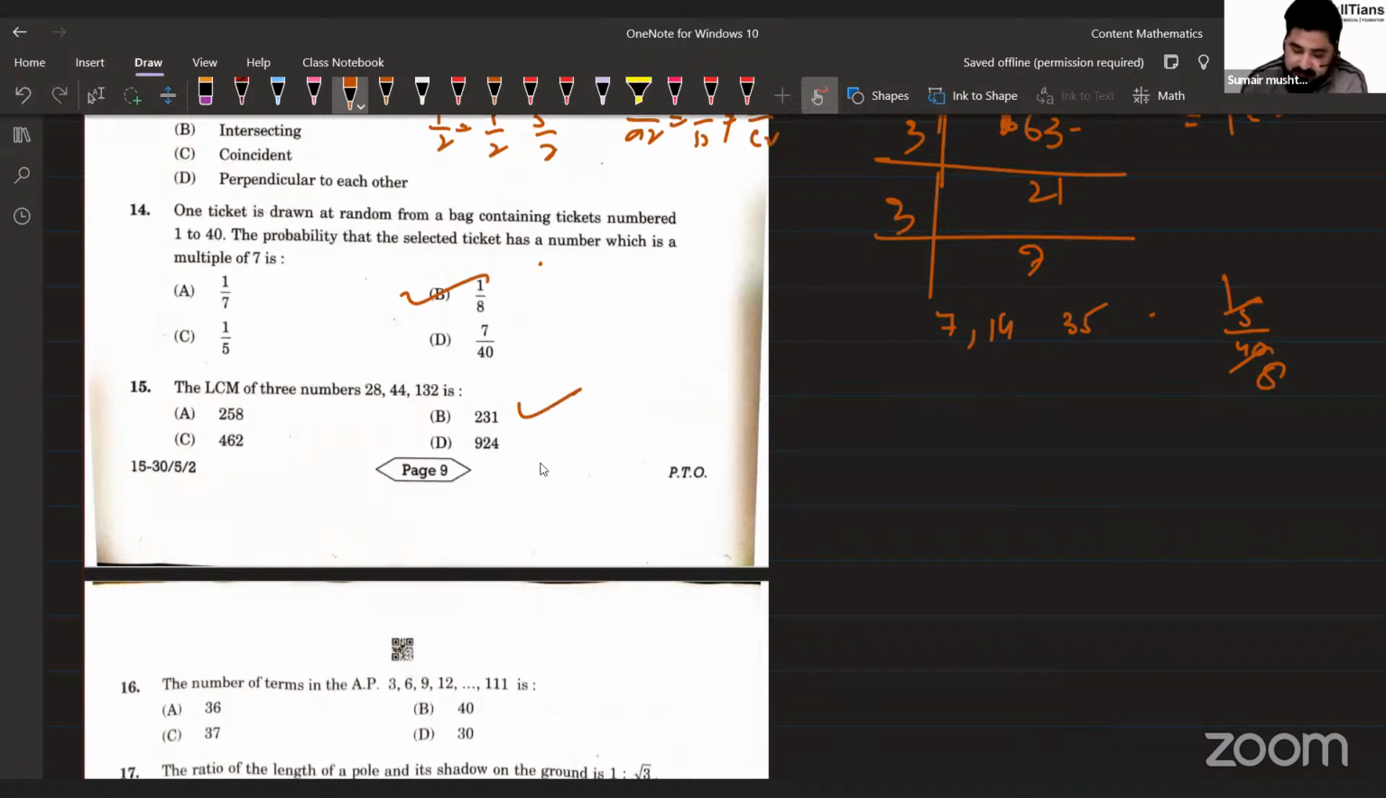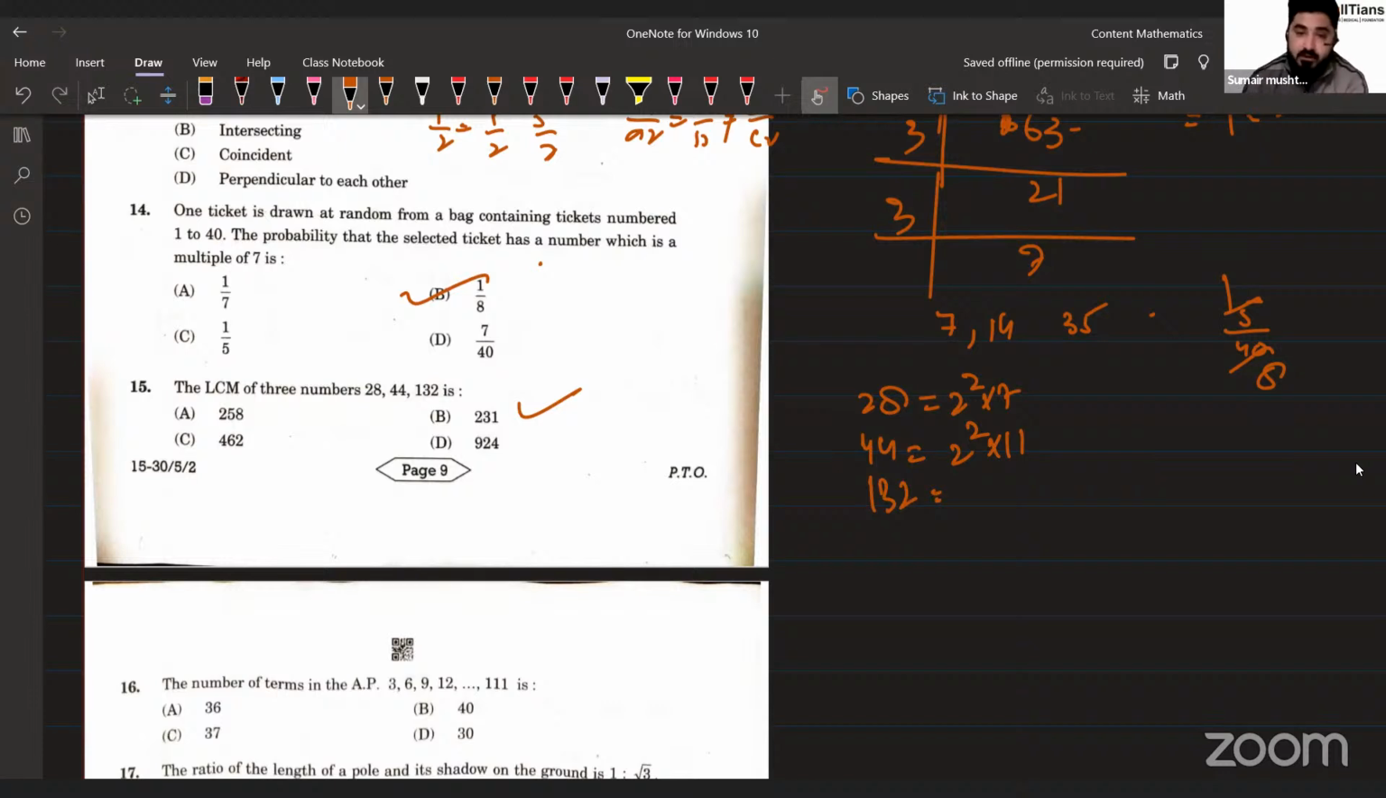Simple question of LCM. So how to do the LCM? 28 can be written as 2 square into 7. Then 44 is 4 into 11, that is 2 square into 11. Okay, 132. 132 can be written as, yes.